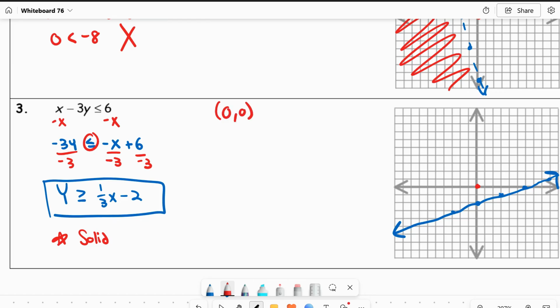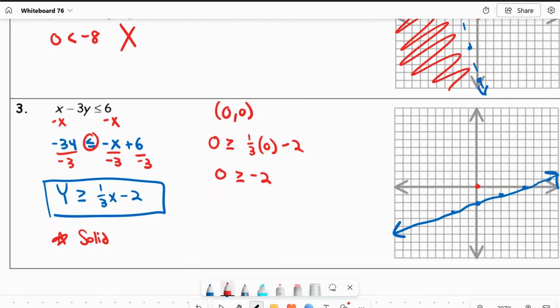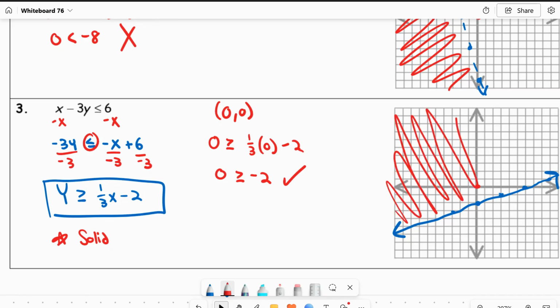So substituting those in, you can sub these into either your solved equation or your original. I'm going to substitute into the solved. So I've got 0 is greater than or equal to 1/3 times 0 minus 2. That's going to simplify to 0 is greater than or equal to negative 2. Obviously, 0 is greater than negative 2, so this one is true. So I'm going to shade the side that contains 0, 0.